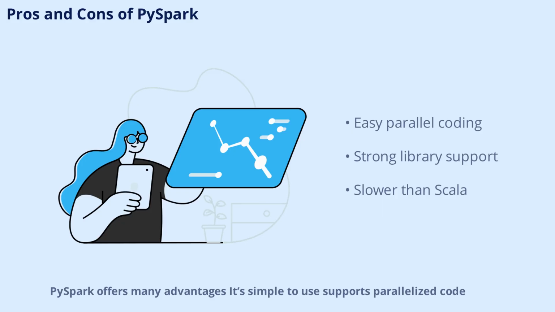PySpark offers many advantages. It's simple to use, supports parallelized code, and provides robust error handling. With inbuilt machine learning algorithms and extensive Python library support, it's a favorite among data scientists. However, there are some drawbacks. Expressing certain problems in the MapReduce model can be challenging. PySpark is generally slower than Scala, Spark's native language, and its streaming API is less mature. Also, PySpark's abstractions prevent modification of Spark's internal functions, so Scala is preferred for low-level customizations.